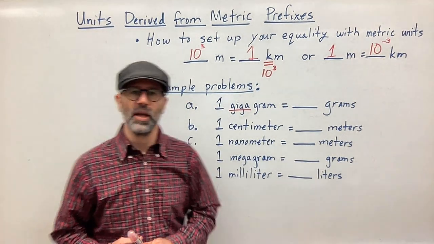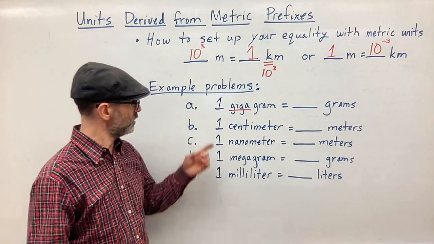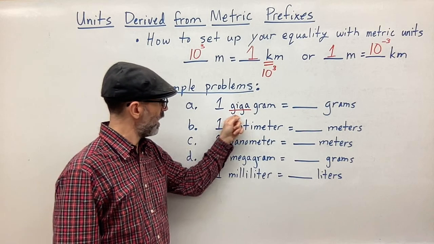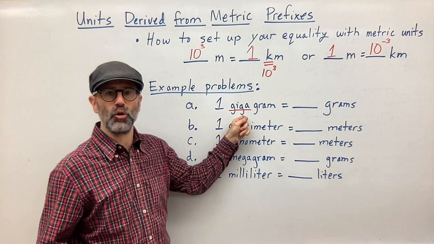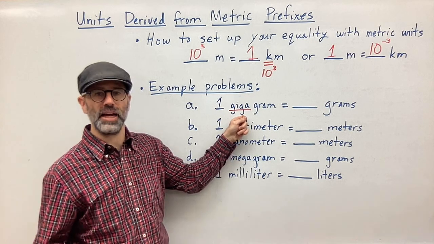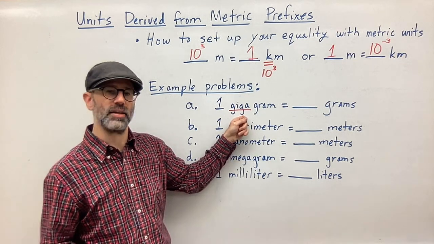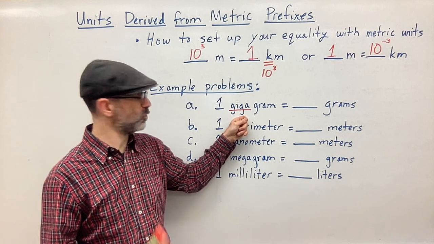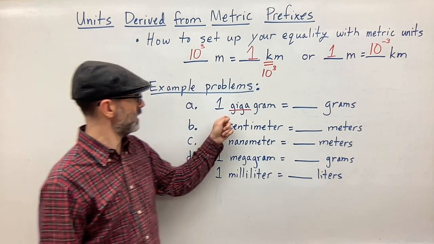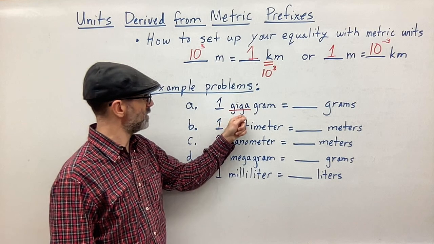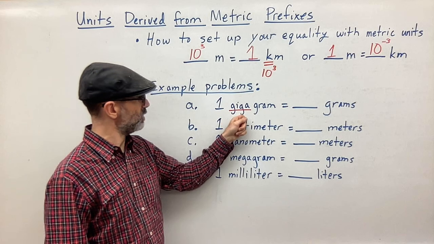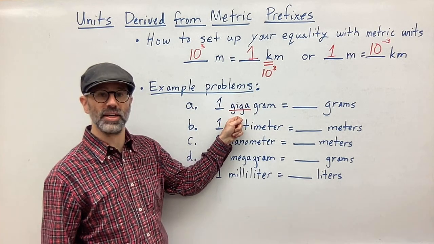Sorry about that. So giga, you have to understand, well, what is giga? Giga has a prefix multiplier. If you don't know what the prefix multiplier is, then you can't complete the equality, right? So you need to know what the prefix means, and you need to know what the multiplier is. So here, giga is going to be 10 to the ninth, right? So it's 1 billion. That's what giga means.